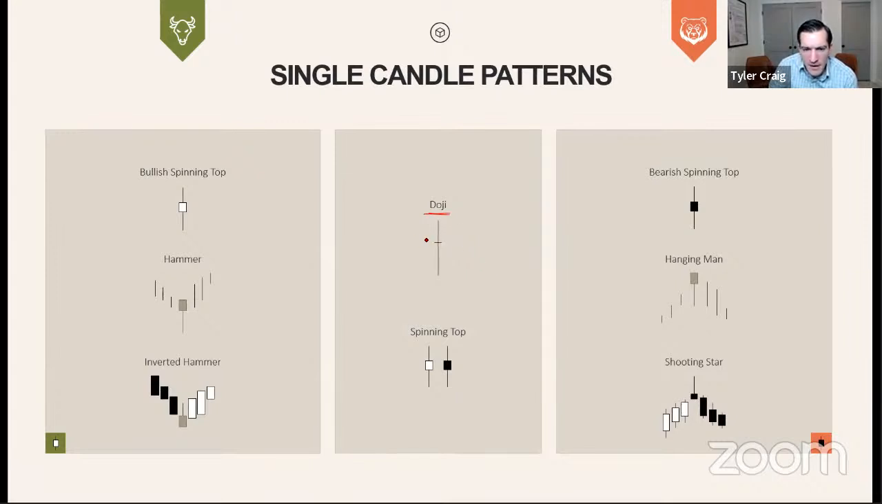Well, how about open, high, low, close? Was this an up day or a down day or sideways, neutral? The doji. Open, high, low, close. Looks to me like we closed right near the open. That looks like a neutral day, stalemate.